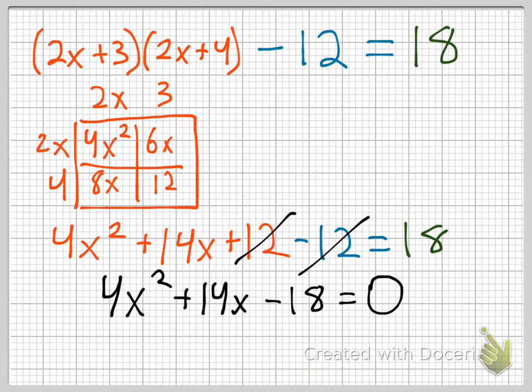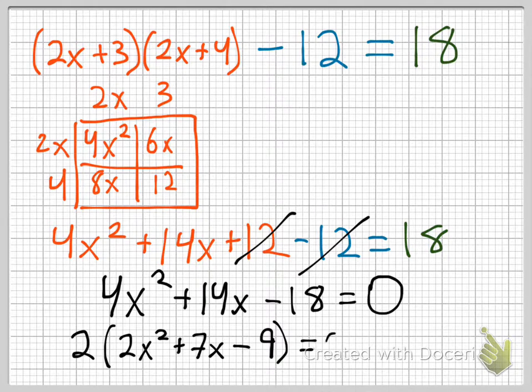First thing now that I'm going to do is factor out a 2. We call it the greatest common factor. And you notice I can check my answer by distributing the 2 back out. When I distribute the 2, I get the equation I just came from. So just make sure 2 times 2 is 4, 2 times 7 is 14, and 2 times negative 9 is negative 18.